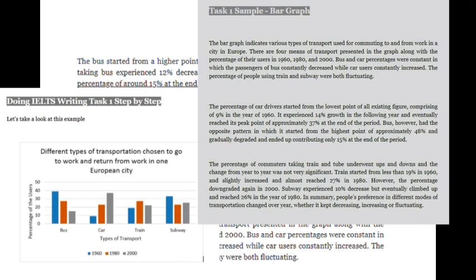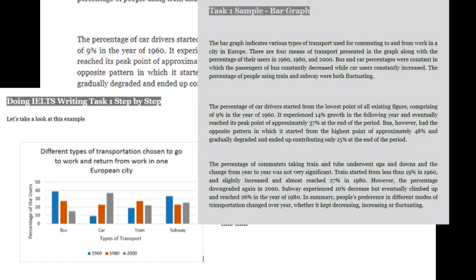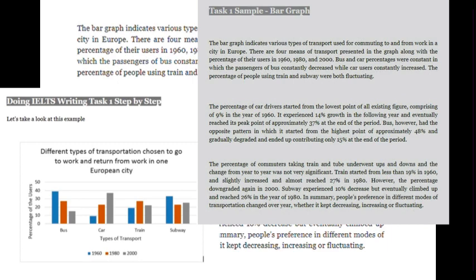So we have discussed each and everything. We have talked here about the introduction, about body paragraphs 1 and 2, and about the general trends as well. So this is what the response looks like. The bar graph indicates various types of transport used for commuting to and from work in a city in Europe. There are four means of transport presented in the graph, along with the percentage of their users in 1960, 1980, and 2000. Bus and car percentages were constant, in which the passengers of bus constantly decreased while the car users constantly increased. The percentage of people using train and subway were both fluctuating.